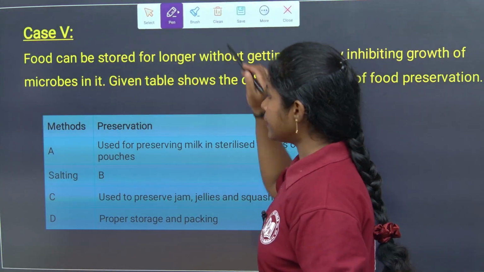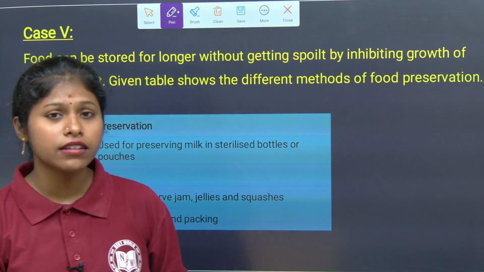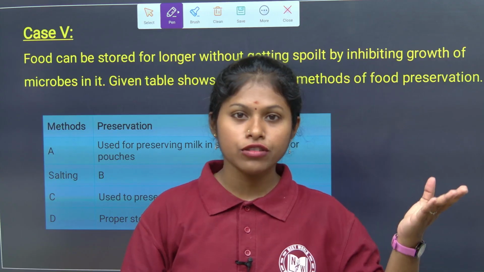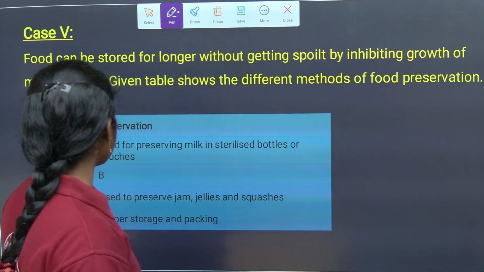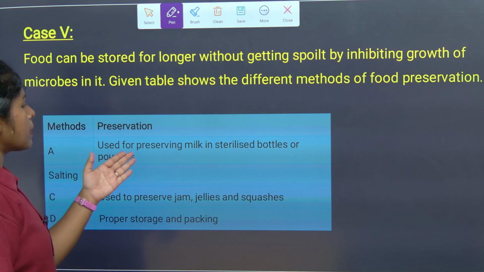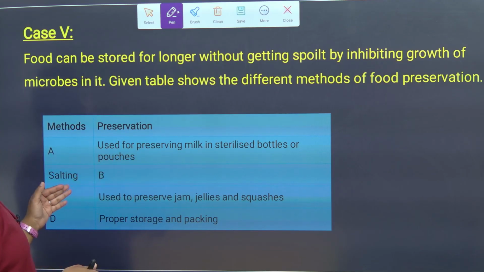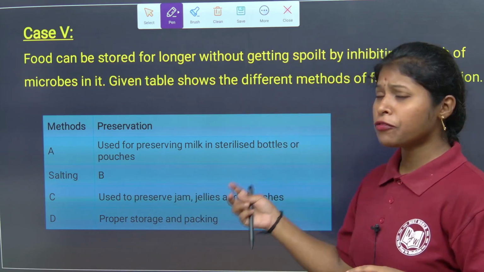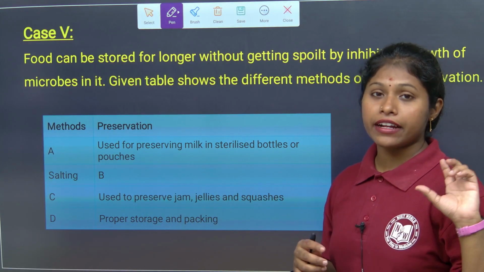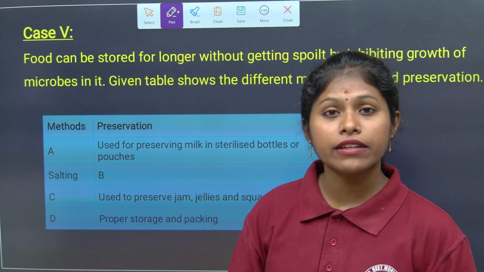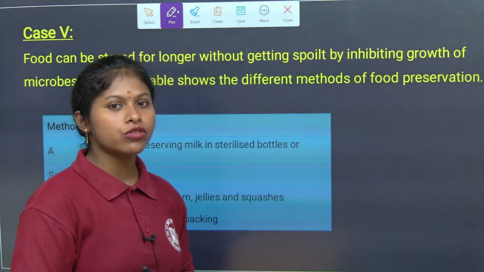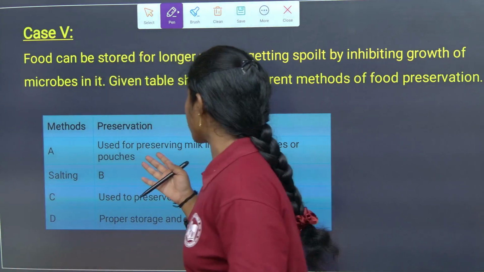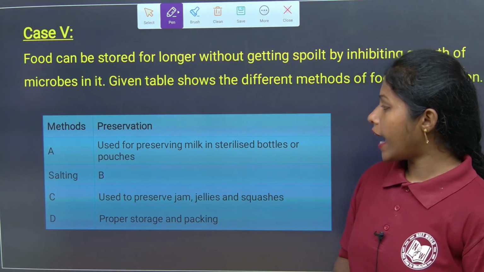So here, to increase the shelf life of food, we follow different methods, by natural methods or by artificial methods, right. Here they gave: method A is used for preserving milk in sterilized bottles or pouches. What is the method we use for preserving milk, so that it is packed and the shelf life of milk will be increased? Which process do we use, children? Yes, it is the pasteurization method we use for the preservation of milk in sterilized bottles and pouches.